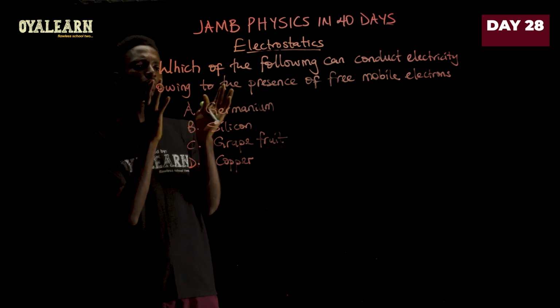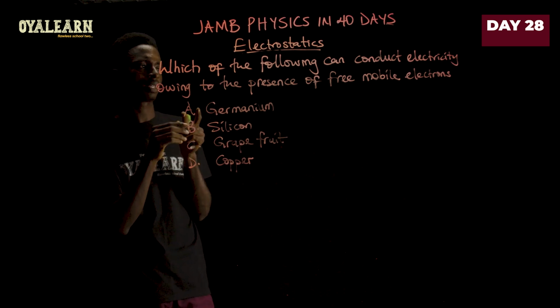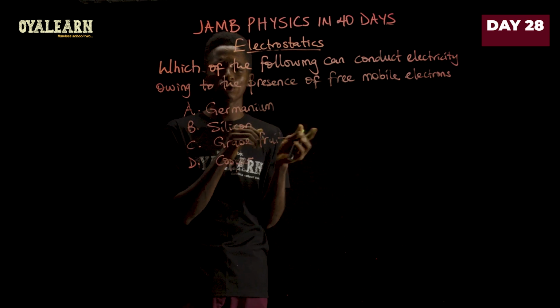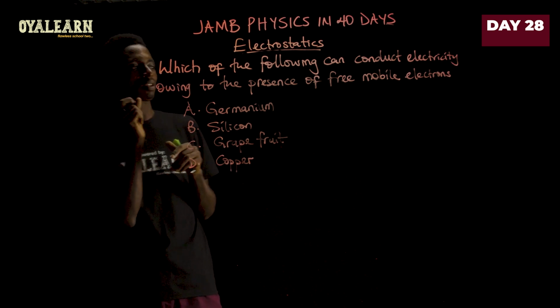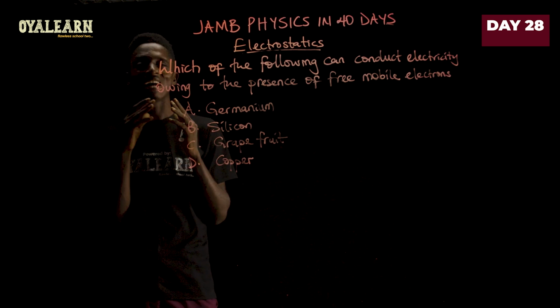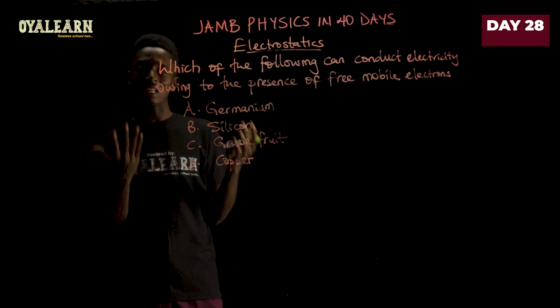Now, this question says, which of the following can conduct electricity owing to the presence of free mobile electrons? Now, materials that conduct electricity based on the fact that they have free mobile electrons are known as conductors. So we have to look at which of these is a conductor.